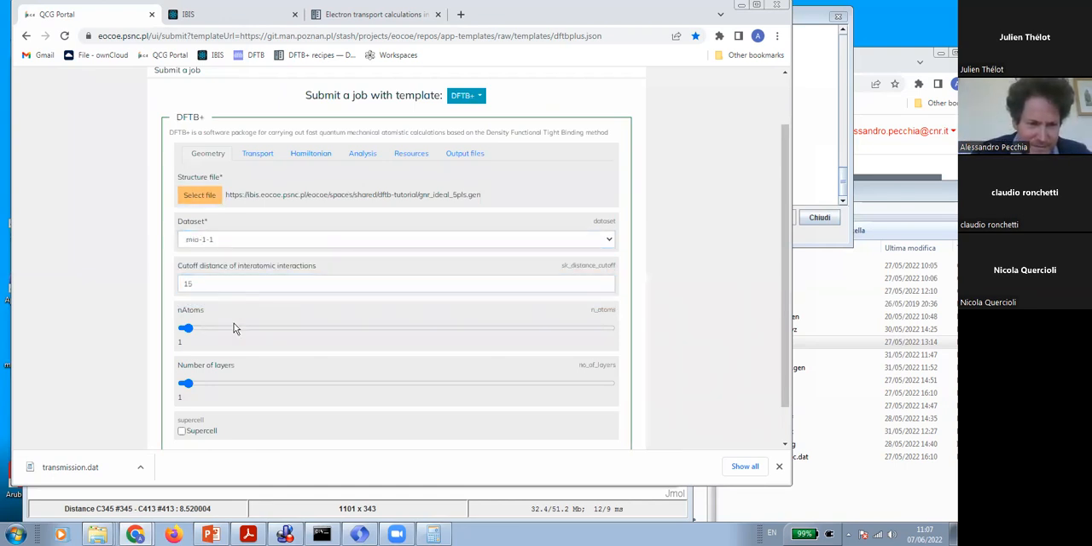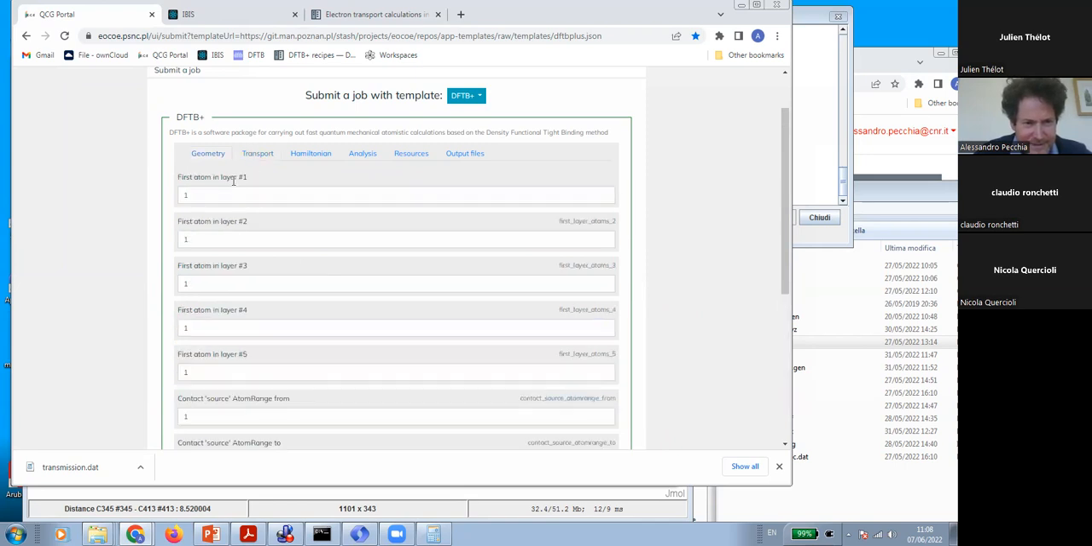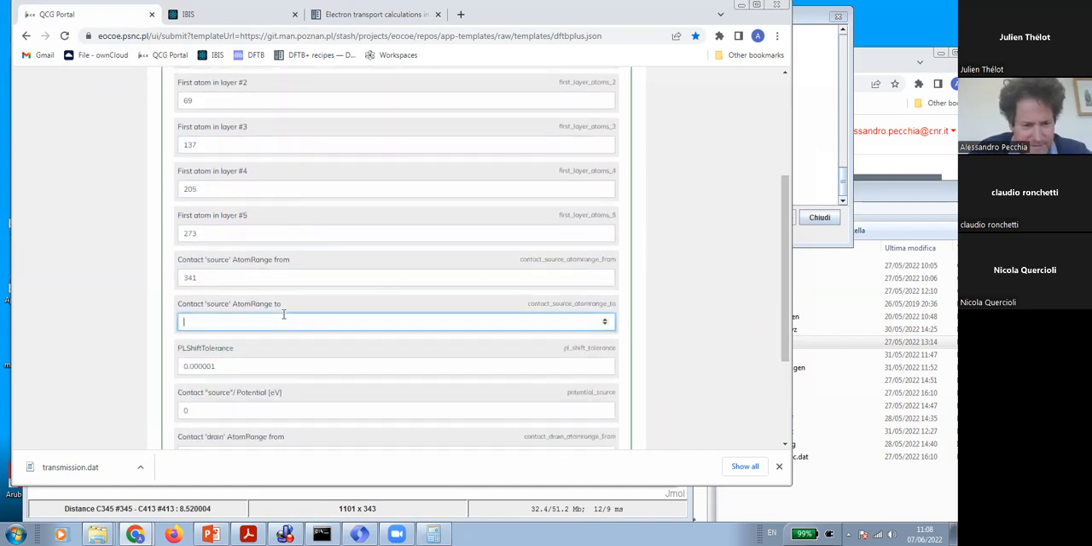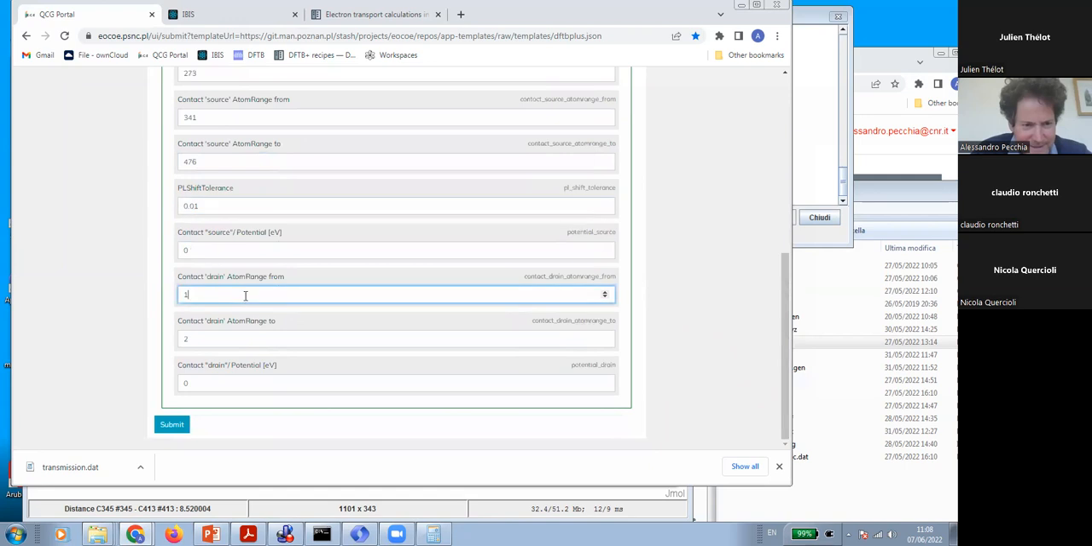So Mio 15, but now we can go quickly: 7, 1, 6, 12, 5 layers. Transport is 169, 137. What did I say? Yeah, 205, 273, 341, 476. Shift tolerance, not much reduced, is better. Contact drain, okay, 477 and 612.